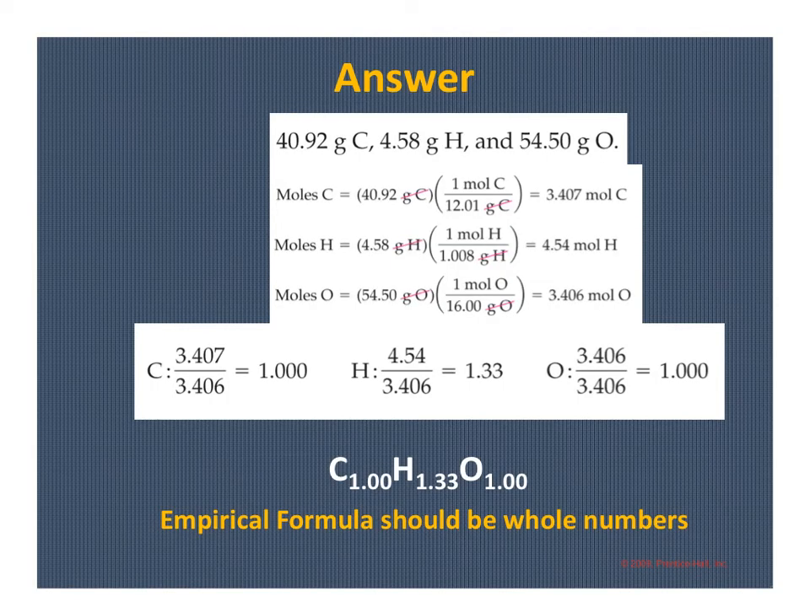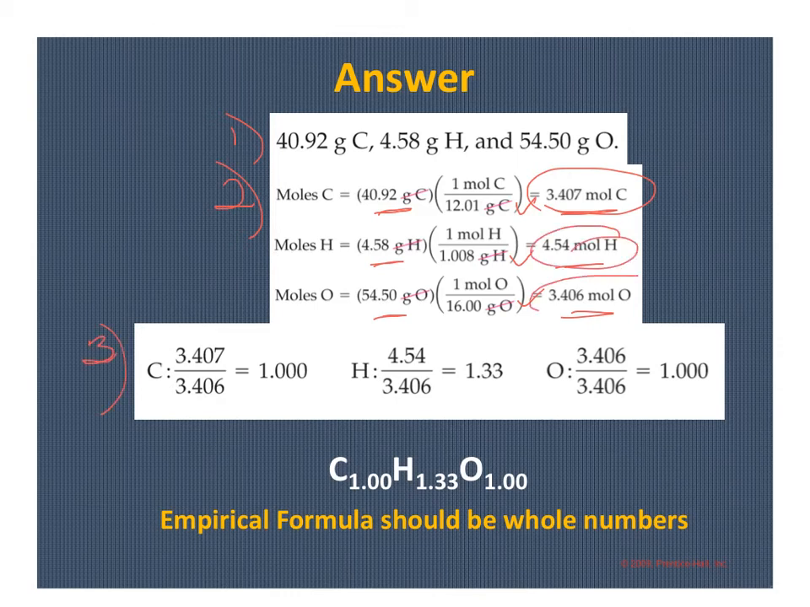All right, so again, the first step is to change the percent signs to grams. Second step is to convert all of your gram values to mole values by dividing with the molar mass of each of the elements. The third step is to divide each of the mole values you just calculated by the smallest mole value. What is the smallest mole value here? 3.406. So each of them are divided by 3.406. And here are our values, 1, 1.3, and 1.